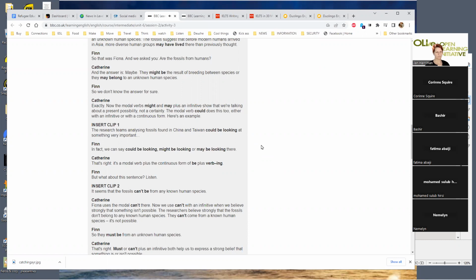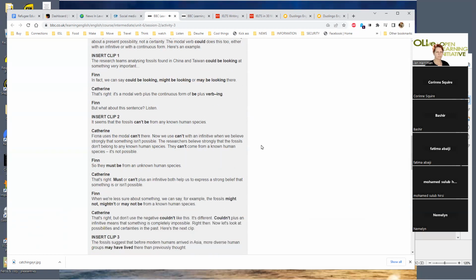But what about this sentence? Listen. It seems that the fossils can't be from any known human species. Fiona uses the modal can't there. Now, we use can't with an infinitive when we believe strongly that something isn't possible. The researchers believe strongly that the fossils don't belong to any known human species. They can't come from a known human species. It's not possible. So they must be from an unknown human species. That's right. Must or can't plus an infinitive both help us to express a strong belief that something is or isn't possible. When we're less sure about something, we can say, for example, the fossils might not, mightn't, or may not be from a known human species. That's right, but we don't use the negative couldn't like this. It's different. Couldn't plus an infinitive means that something is completely impossible.